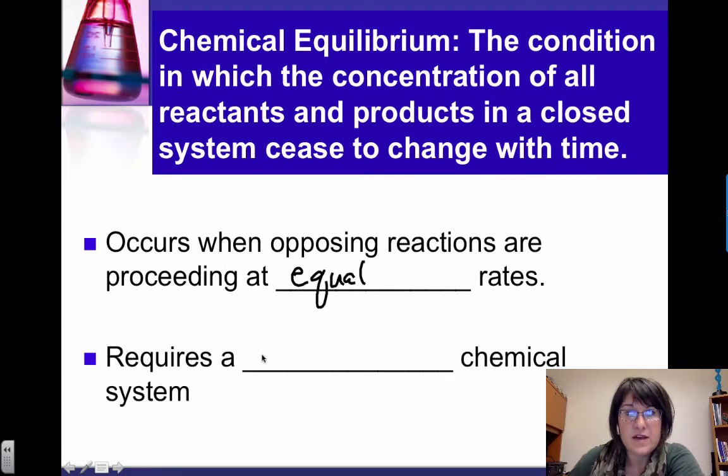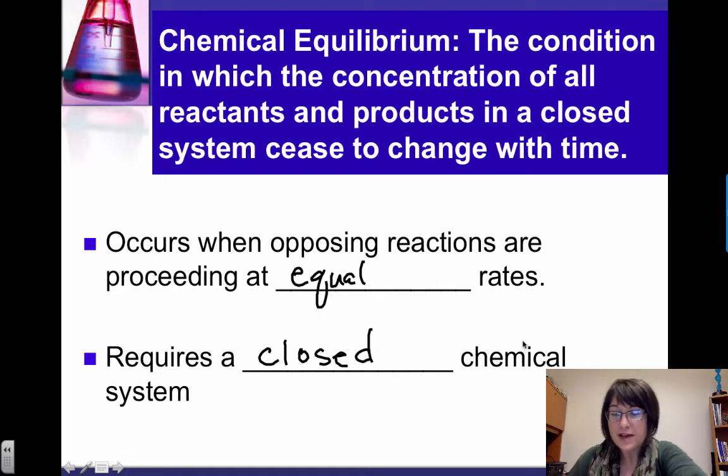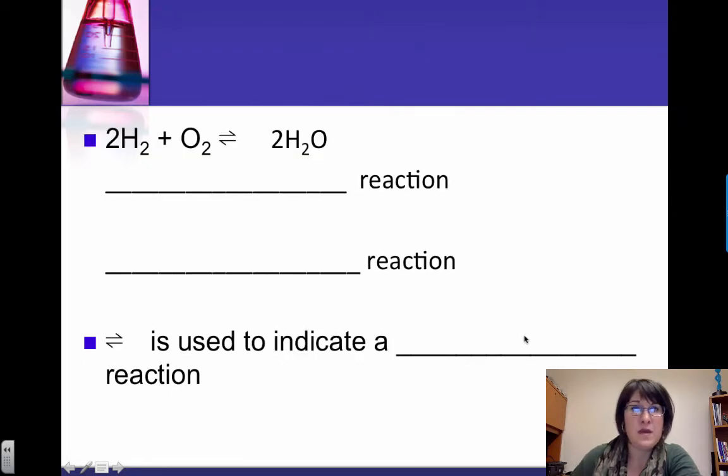And it necessarily requires a closed chemical system because if it's open, then some of your products could escape or your reactants. So you have to keep it all contained. So here's an example of a reaction. The formation of water by combining hydrogen and oxygen gas.